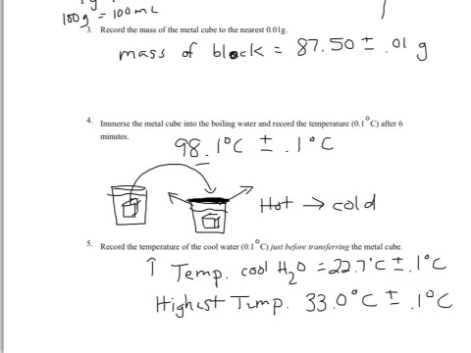With that information, you should be able to determine what the specific heat capacity of the block was, and then look up on page 314 what the identity of that block must be, find a percent difference, and complete the lab.